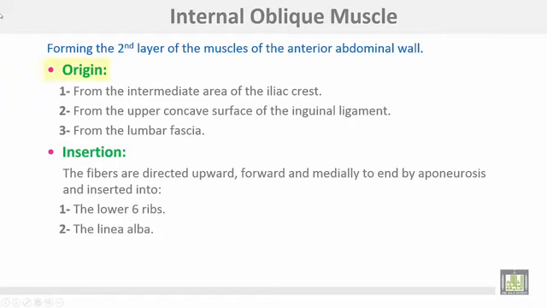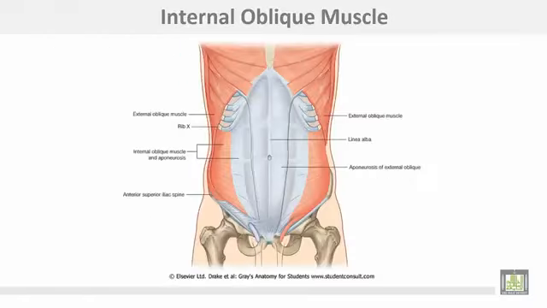It takes origin from the intermediate area of the iliac crest, from the upper concave surface of the inguinal ligament, and from the lumbar fascia. It is inserted into the lower 6 ribs and the linea alba. The fibers are directed upwards, forwards, and medially to end by aponeurosis.